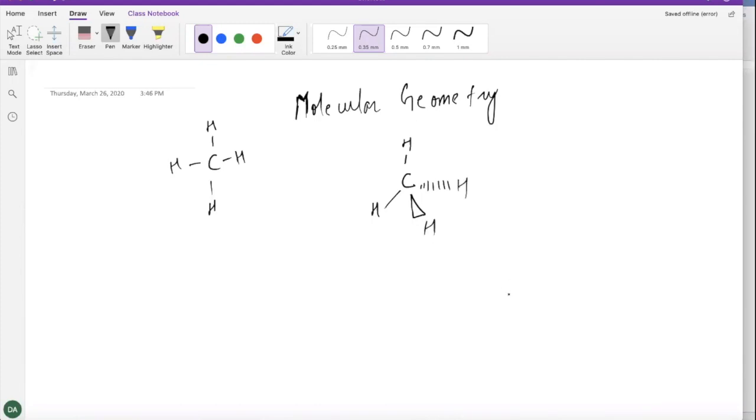looks like this. What the heck? Okay. So, what is this trying to show? You don't have to draw this on the exam.